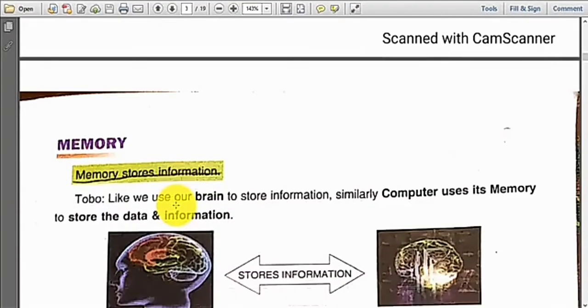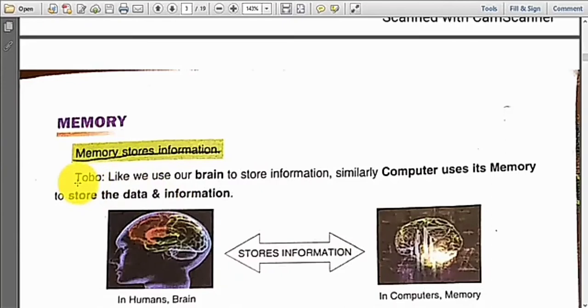Togo, like we use our brain to store information, similarly, computer uses its memory to store data and information. Togo is saying, the way we use our brain to store information, similarly, computer uses its memory to store data and information.